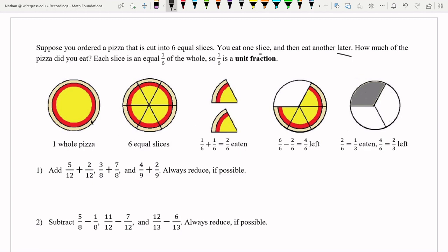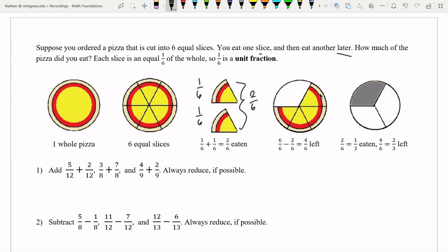So think of it like this, right? We have one whole pizza cut into 6 equal slices, and so each one of these slices is 1/6 of the whole pizza, where each one is 1/6, but total it's 2/6. That's what addition we'll find there.